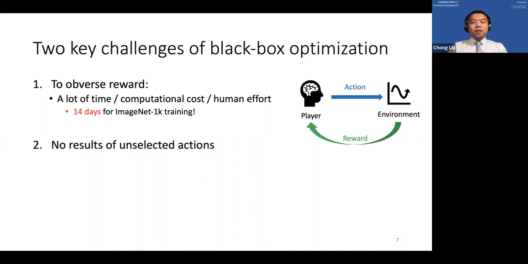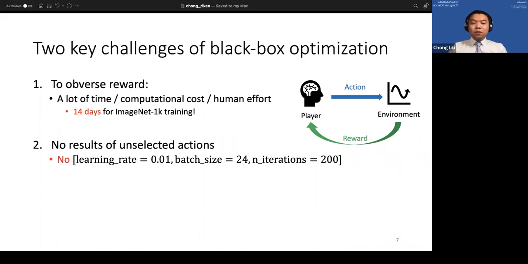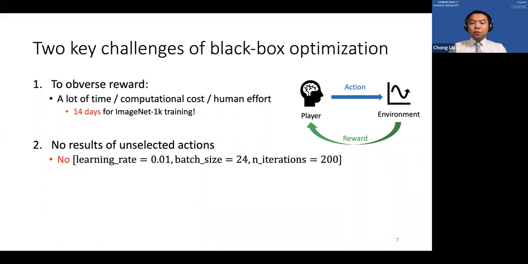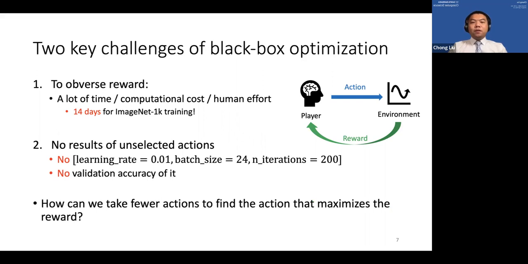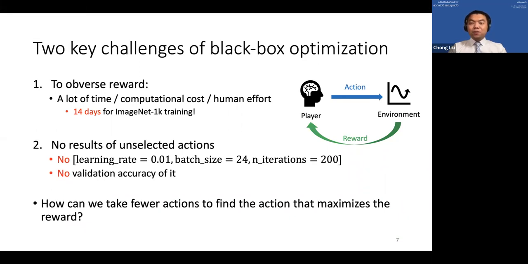And another challenge is that there are no results of unselected actions, which is really bad. For example, in the hyperparameter tuning, if you do not take the action that is learning rate equal to 0.01, batch size 24, and number of iterations 200, then you will have no validation accuracy for this unselected action. So overall, the key question is, how can we take few actions to find the action that maximizes the reward?